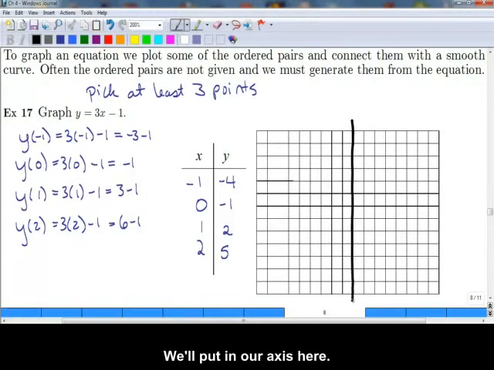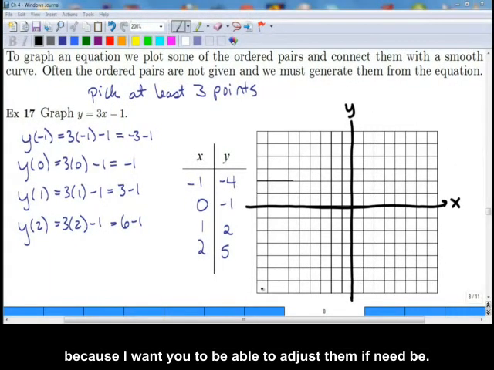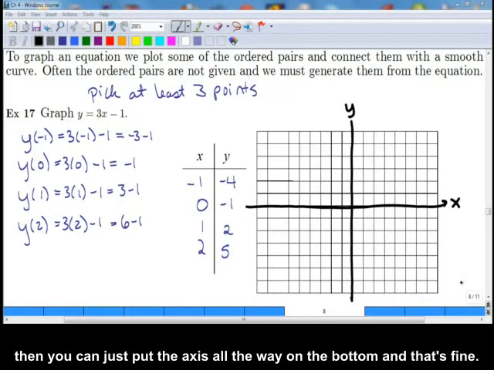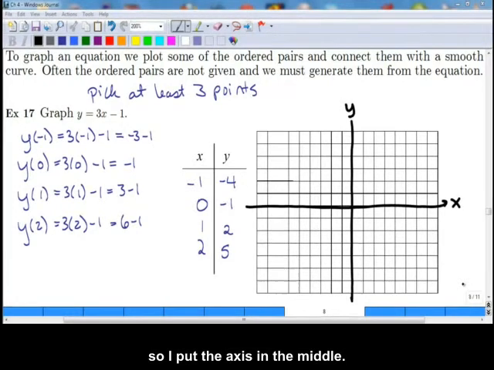So we'll put in our axes here. And the reason that I didn't put in axes for these is because I want you to be able to adjust them if need be. If you have a lot of positive y values, then you can just put the axis all the way on the bottom, and that's fine. With this example, they were relatively symmetric, so I put the axes in the middle.